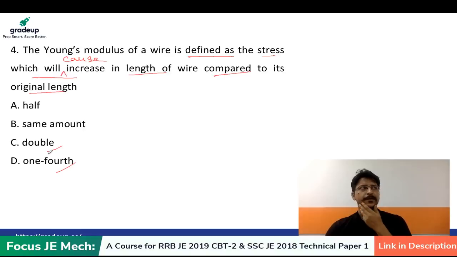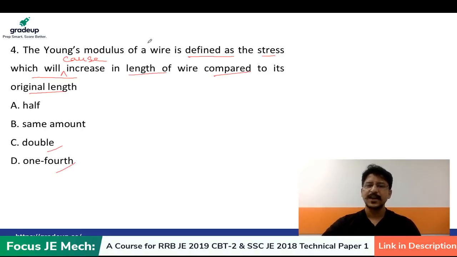Half. Okay. Answers please. Increase in length of wire compared to its original length. Basically, you have to find out the increase in length. Okay, C, B, A. I am getting mixed answers.